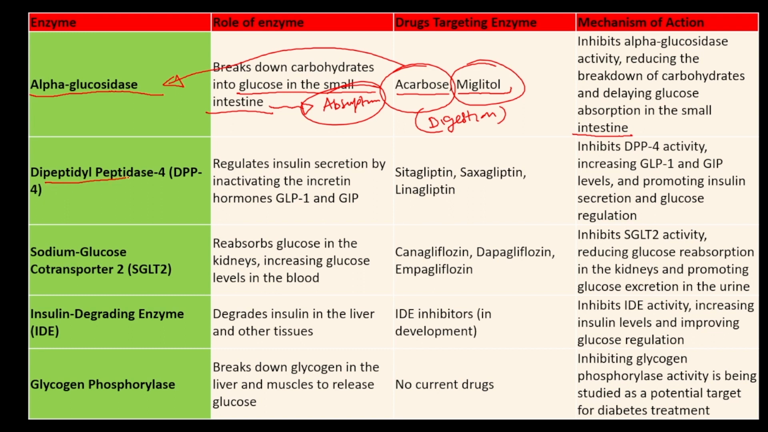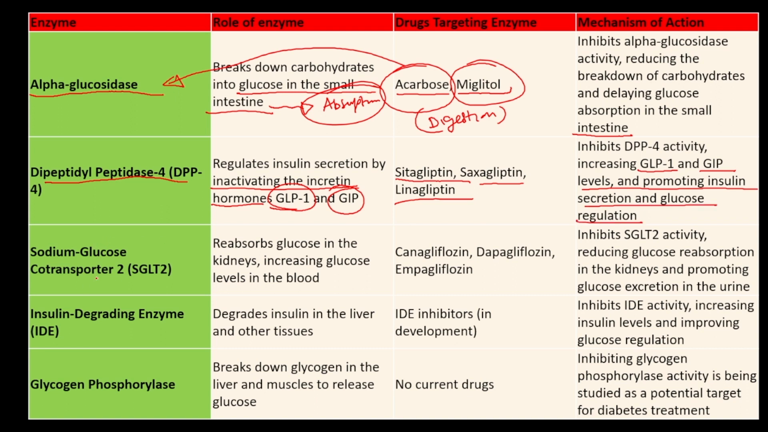Then we have dipeptidyl peptidase. It regulates insulin secretion by inactivating the secreted hormones like GLP-1 and GIP. So what you can do is put in these inhibitor molecules, and they will inhibit DPP4 activity, increasing GLP-1 and GIP levels and promoting insulin secretion and glucose metabolism.